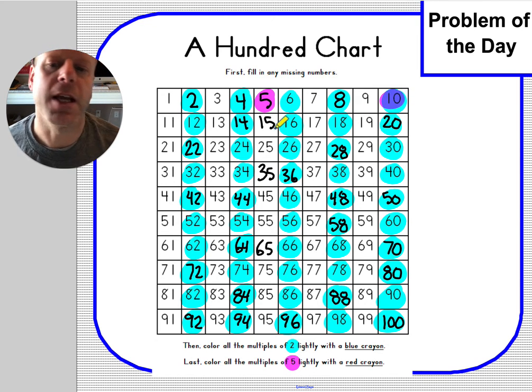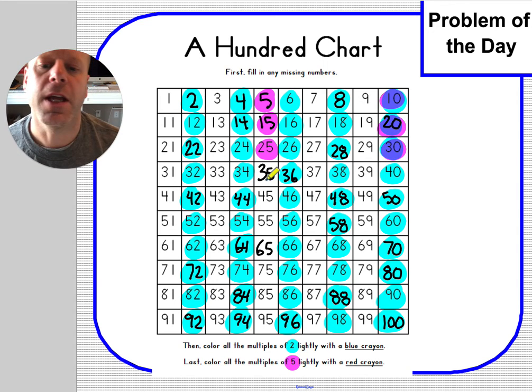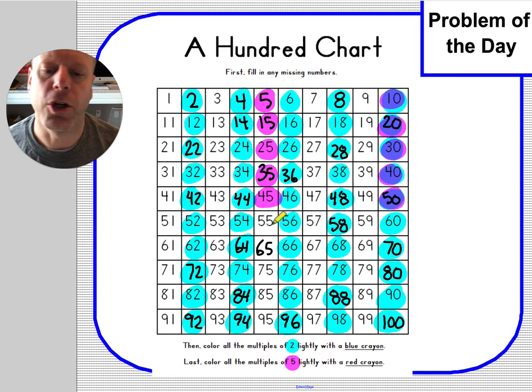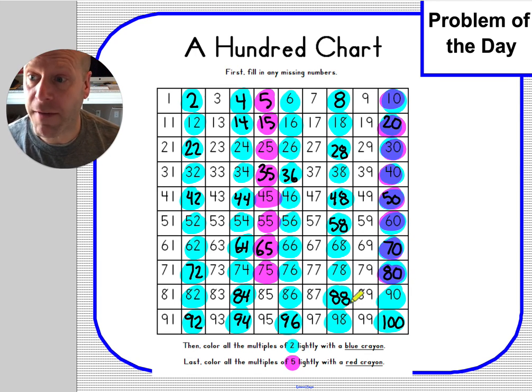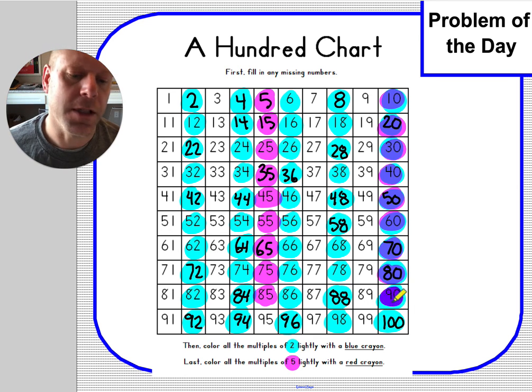5, 10, 15, 20, 25, 30, 35, 40. I see a pattern. Do you see a pattern? All the multiples of 5 have either a 5 or a 0 in the back. And it's every other, right? 5, 0 in the back.